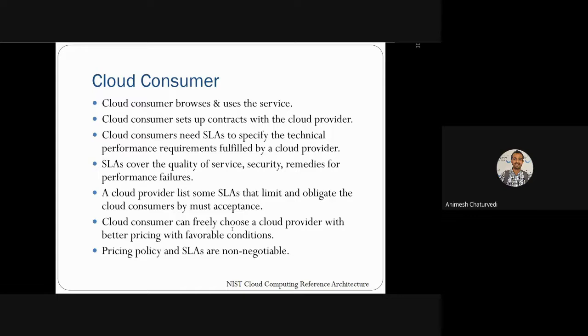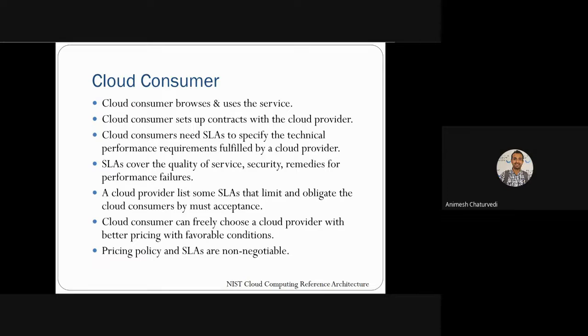So the cloud consumer chooses accordingly. You can make your Gmail account or Yahoo account or Hotmail account or Microsoft account. It's your choice, because you are a cloud consumer, and you make your account according to your own conditions and pricing. Then pricing policy and SLAs are non-negotiable some of the time. How? Because they have already been fixed at the start.